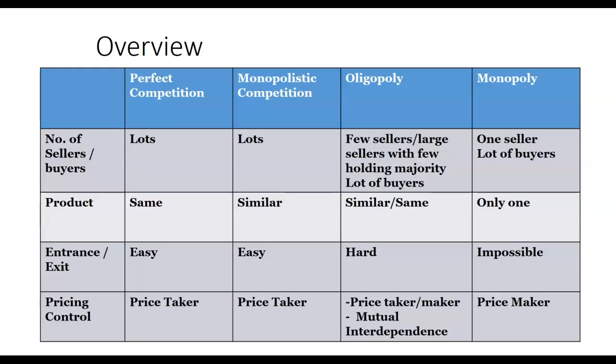That's fine. And then finally, price control, which is how much control the producers have over the prices. For perfect and monopolistic competition, we say they're price takers, meaning the industry pretty much dictates what the price is. Oligopoly, again, is kind of a weird one. Sometimes they're price takers, sometimes they're a price maker. It depends on certain aspects. And then monopoly, they decide the price.